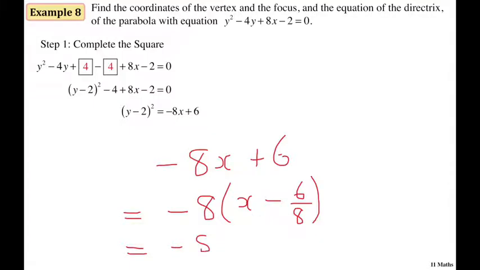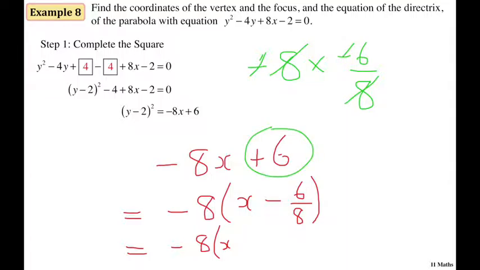So we get minus 8 bracket x. Let's just double check this. What's minus 8 times minus 6 over 8? The 8's cancel, the minuses cancel, you're left with plus 6, which is what you want. So you could then rewrite that as minus 3 over 4 or minus 0.75. Any of those are fine. So I'm going to erase that now.